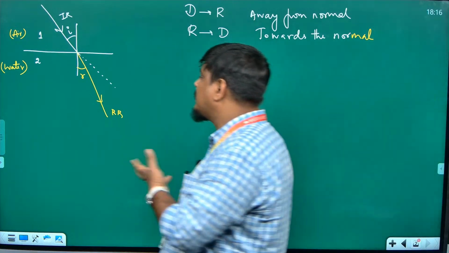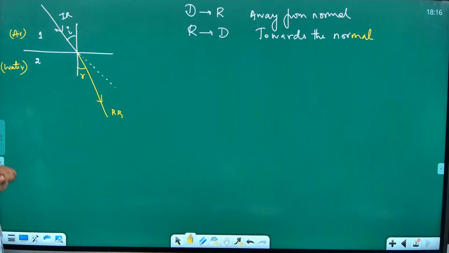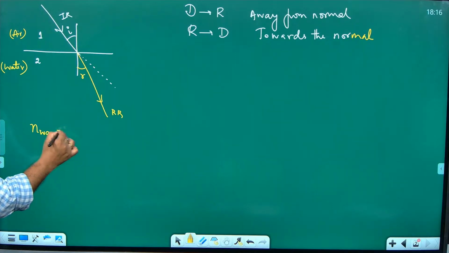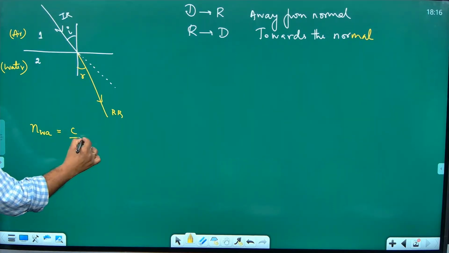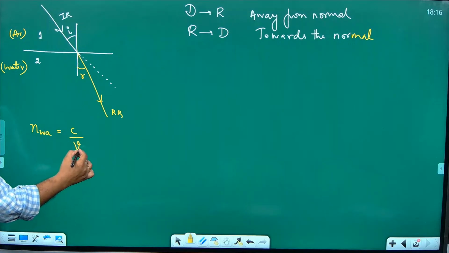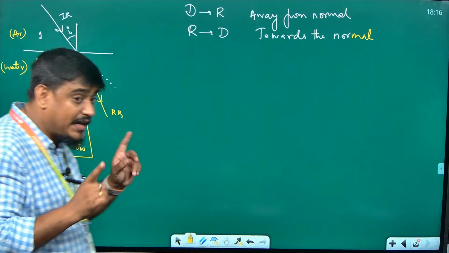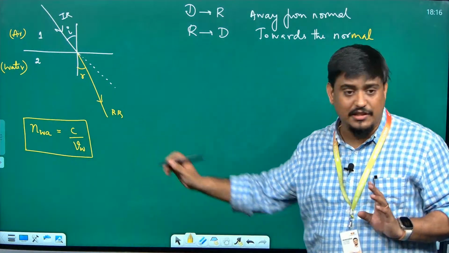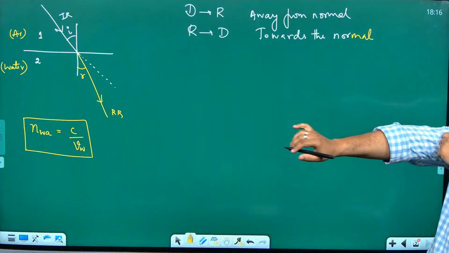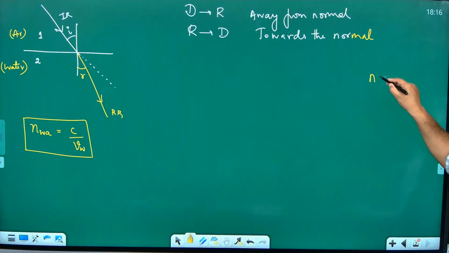Okay. And as per the understanding of refractive index, we know that refractive index of which medium? Of water with respect to air is equal to what? C by velocity of light in what? Water. Do you understand this? If anybody has any doubt, ask me now. This equation is clear to you? Not clear, right? Okay. I said that refractive index is equal to C by V.